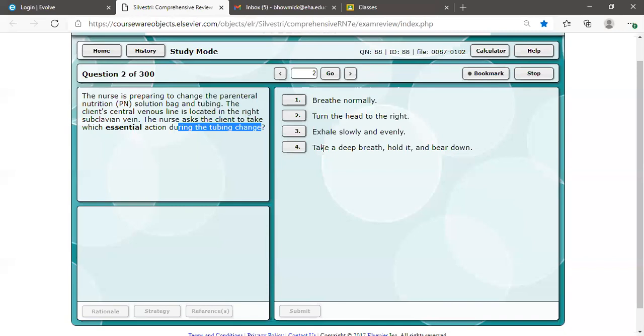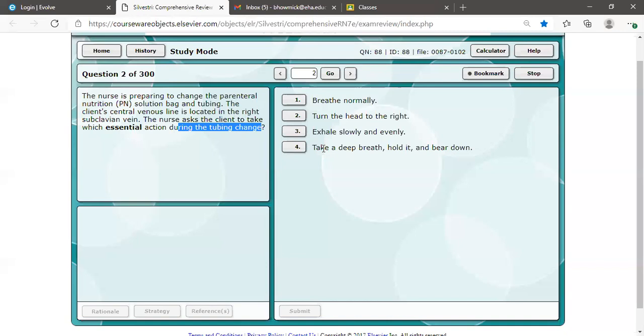What is the Valsalva Maneuver? The Valsalva Maneuver means we educate the patient, instruct them to take a deep breath, hold it, and then bear down. This helps to avoid some complications that tend to develop during tube changing, like an air embolus or embolism. If there is any air embolism or any blood clot, it helps to prevent it.